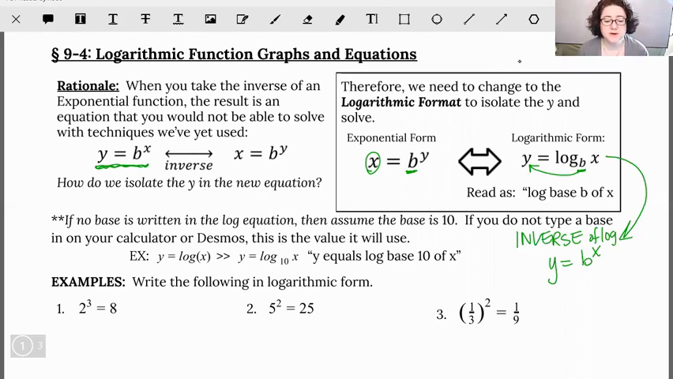So let's look at a few ways that we can play around with the format, as well as looking at some graphs and equations, and let's jump in.